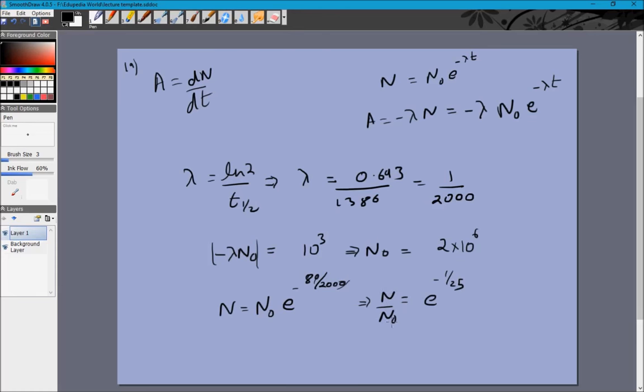So the fraction that are disintegrated will be 1 minus N by N naught. That will be 1 minus e to the power minus 1 by 25. And we see here a very practical case where we can use the approximations which we are taught in mathematics. 1 minus e to the power minus x, if you expand this, it will be 1 minus 1 plus x, so x, which is 1 by 25, which is basically 4%. So the answer is 4. Right, because we are asked to express in the nearest integer percentage.